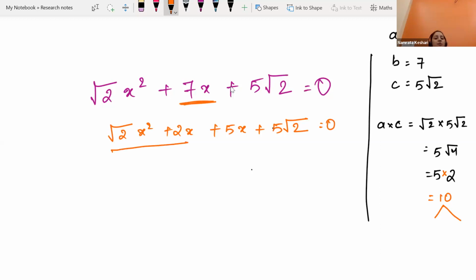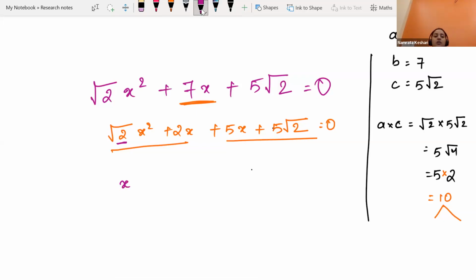We will take out common from the first two terms and we will take out common from the next two. If I ask you what is the common factor which can be taken from the first two terms, can you tell me, Zoha, what can be taken? Okay, so we can take 2x common. Let's think about it. Okay, so x is obviously a common factor.